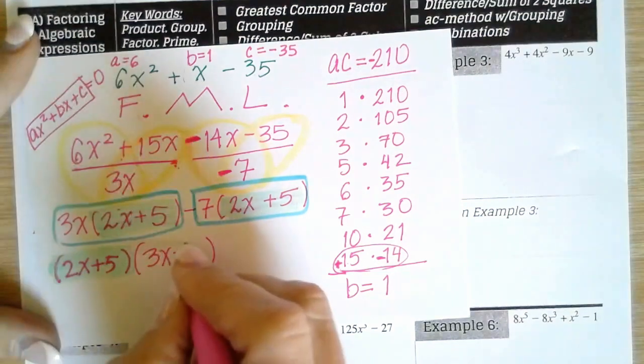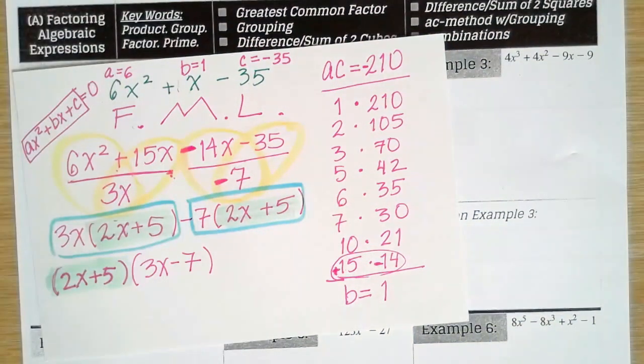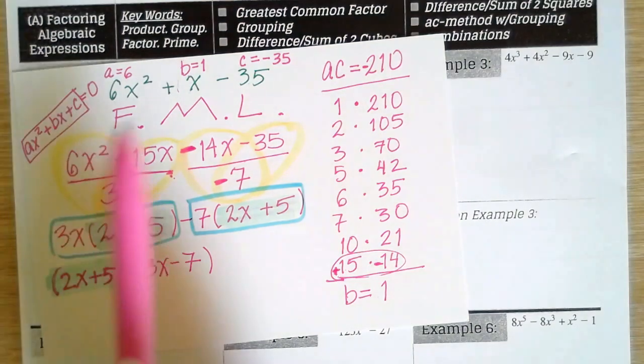3x minus 7. Boom, it's factored. So that's how you factor something, okay? So this is how you factor something when it's set up like this.